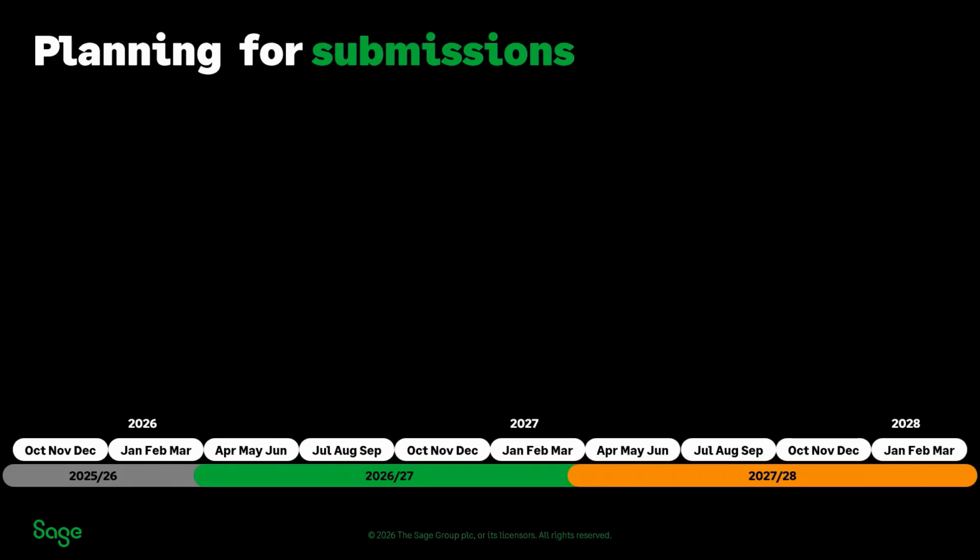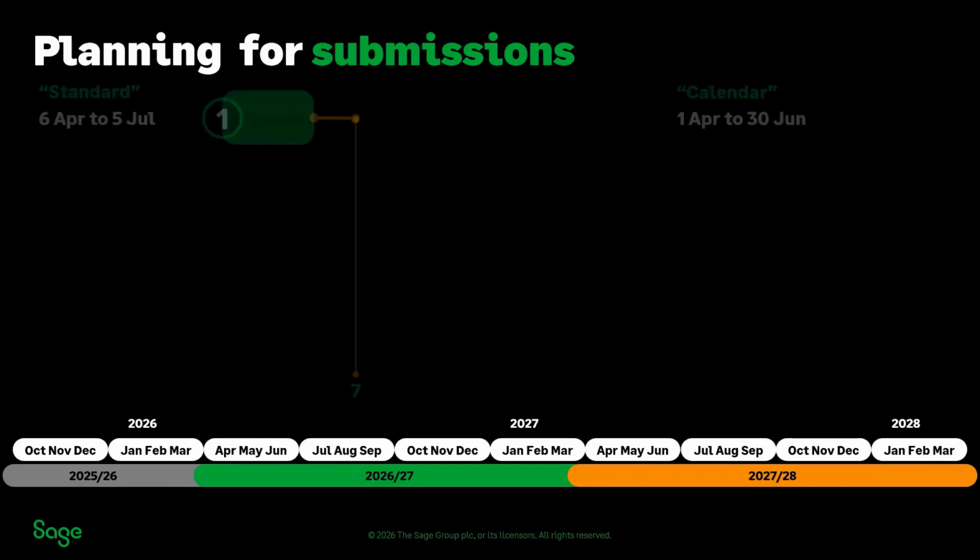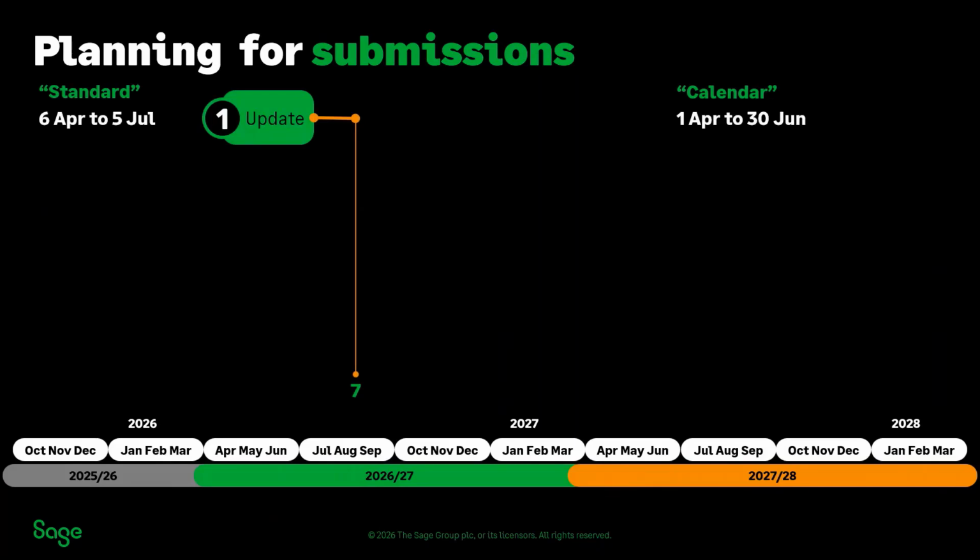So the update periods for the quarterlies are by default aligned to the tax year, 6th of April to the 5th of July. So you've got update 1. Now you do also have calendar periods, as you can see on the right hand side there, that will run from the 1st of April to the 30th of June. So, depending on which way you work, you can align to either or.